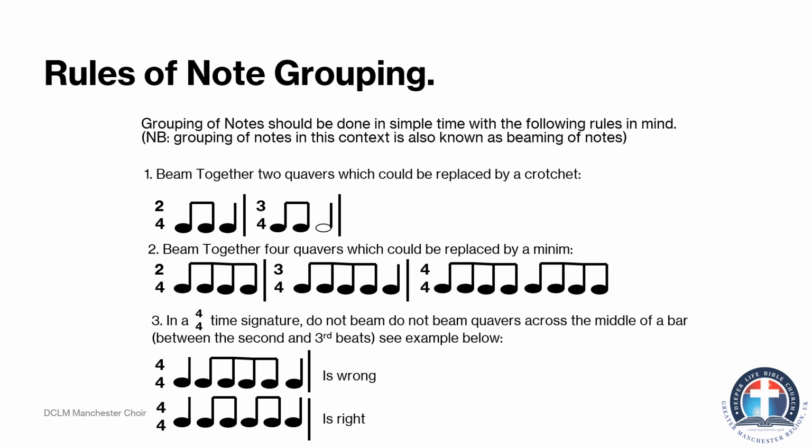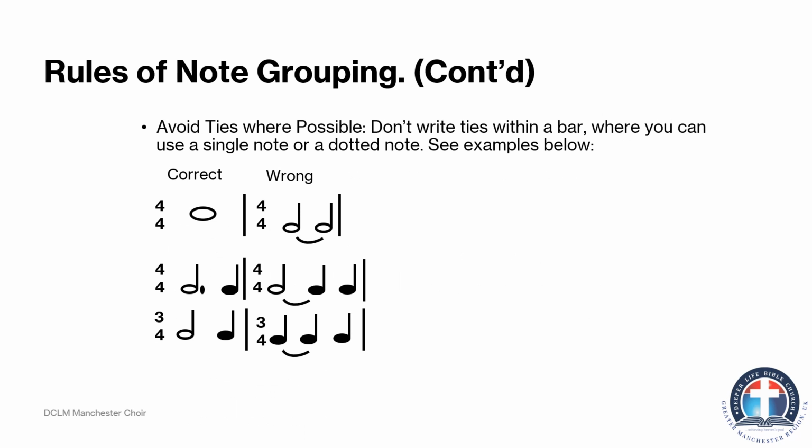You can see the wrong way to beam in the first example, and in the next example we can see the right way to beam. So please ensure that you don't beam across the middle of the bar. Try and separate it when you see that the quavers are across the middle of a 4/4 bar, and that's something to note. It will likely be tested in the exam.